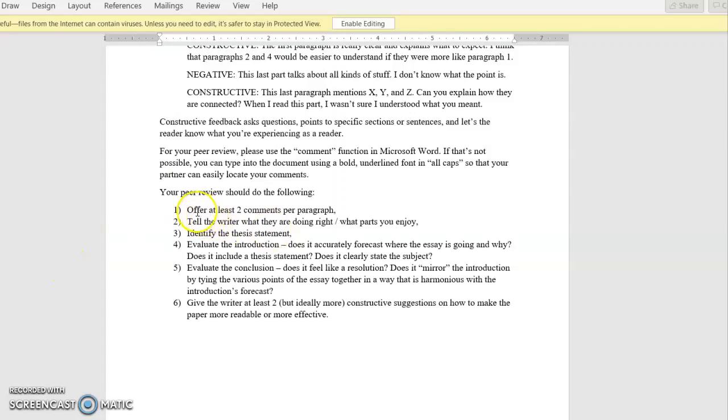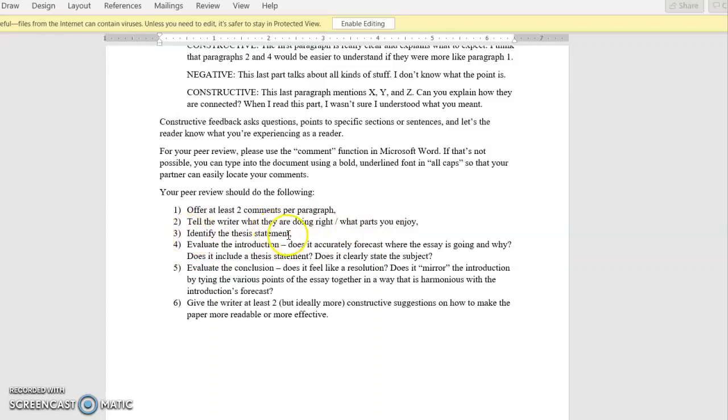Overall, your review should offer at least 2 comments per paragraph, right? And those comments can all be positive. It doesn't have to be like you're going through here critiquing the hell out of it. Most of your commentary can be positive if you find positive things to say. Tell the writer what they're doing right, and also tell them which parts you enjoy.